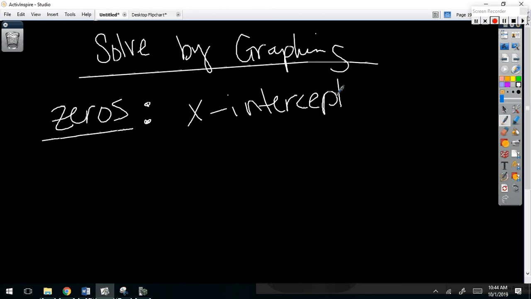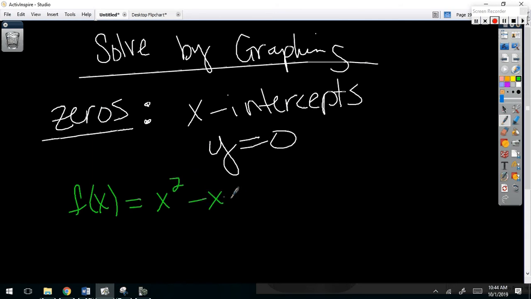What is always true at x-intercepts? Y equals 0. Y always equals 0. The sign of the function does change at the zeros, though, from negative to positive or positive to negative. All right, so here's what happens if we have this equation. Let's say f of x equals x squared minus x minus 6.